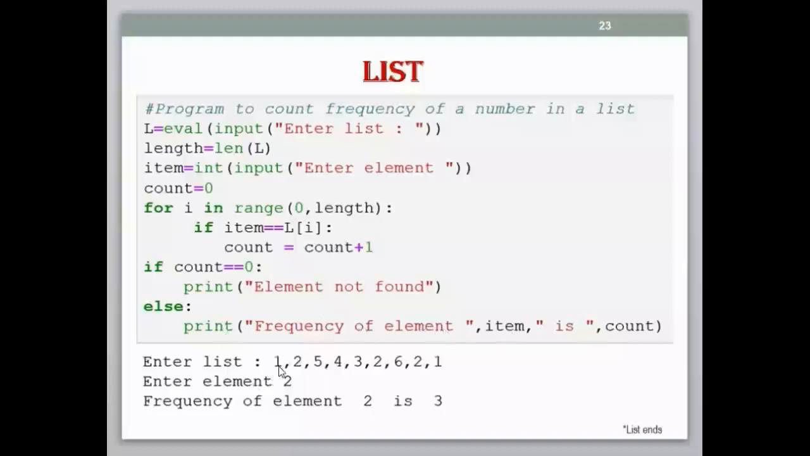काउंट. जैसे एक एग्जांपल देखिए, 1, 2, 5, 4, 3, 2, 6, 2, 1. और अगर आप चेक करें द फ्रीक्वेंसी ऑफ 2, so it will return 1, 2, 3. So you can see here frequency of element 2 is 3.